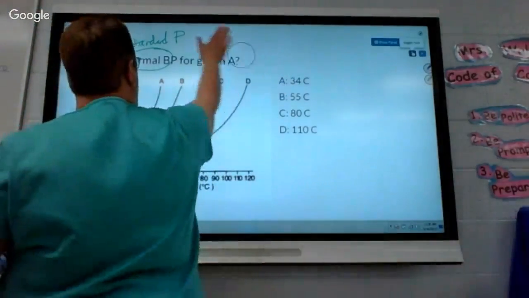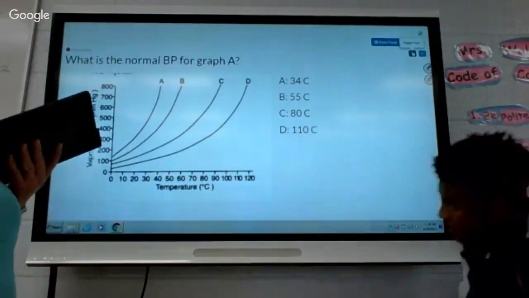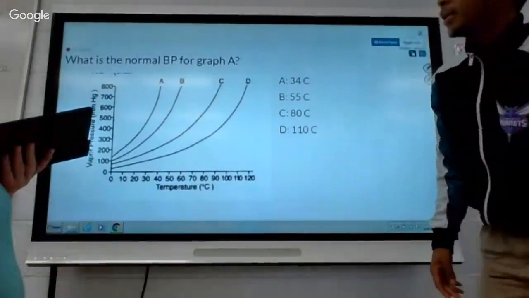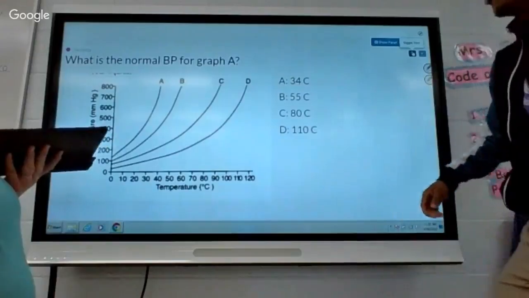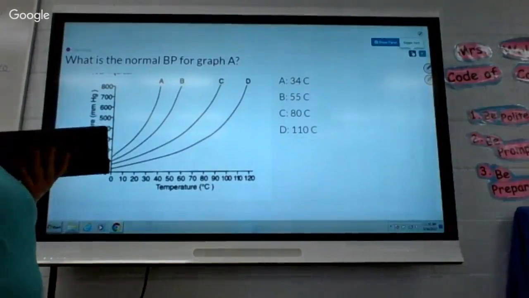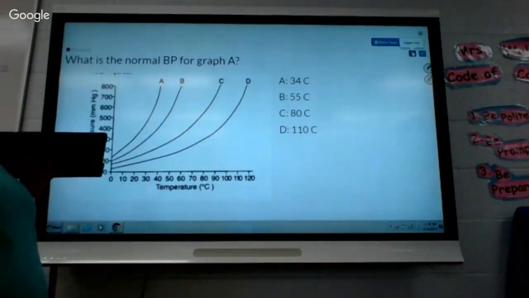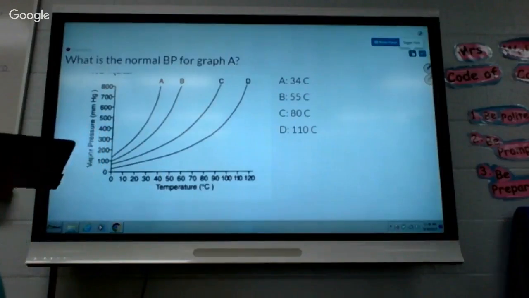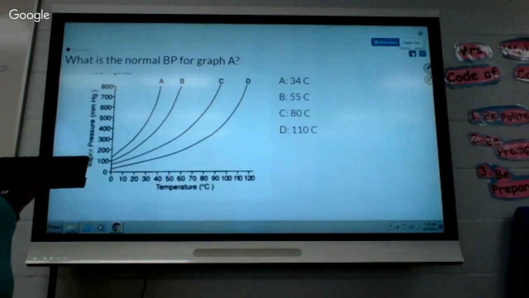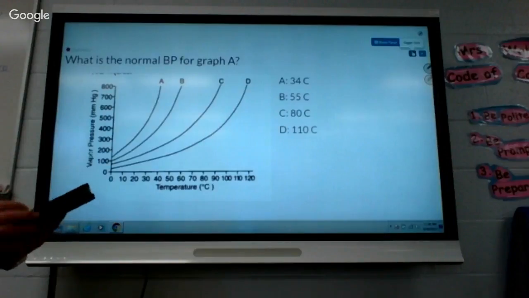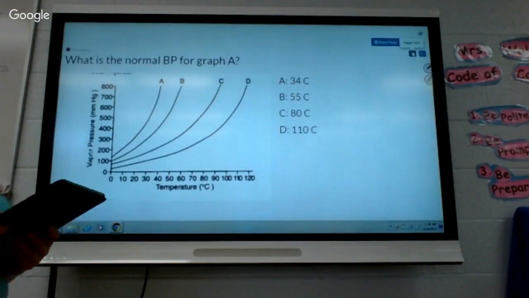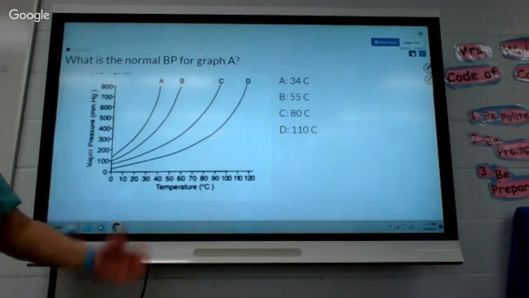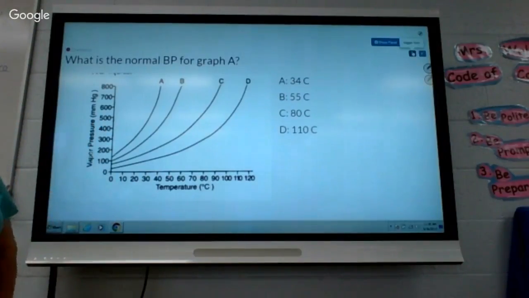Wait, so if it didn't say normal, what else would it say? What if I said which one of those has the highest boiling point? D. Which one has the greatest attractive forces or strongest intermolecular forces? Why would it be D? Highest boiling point. Okay.